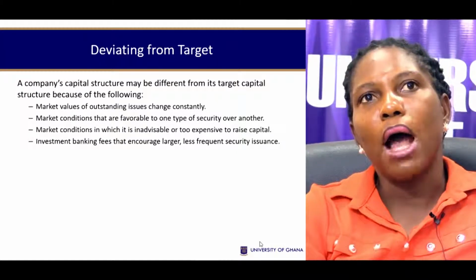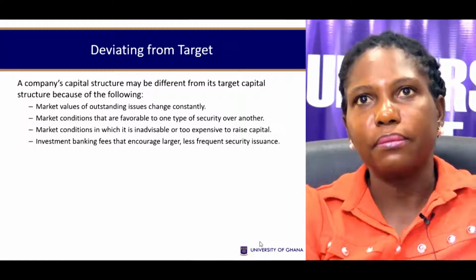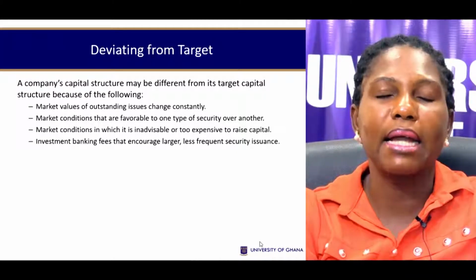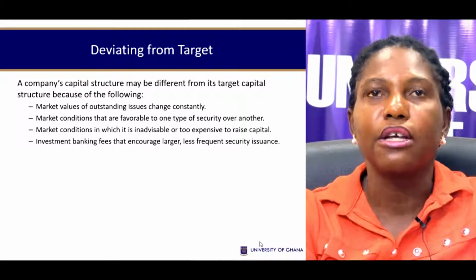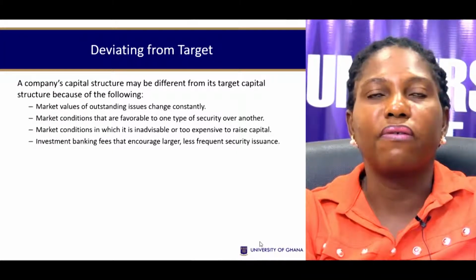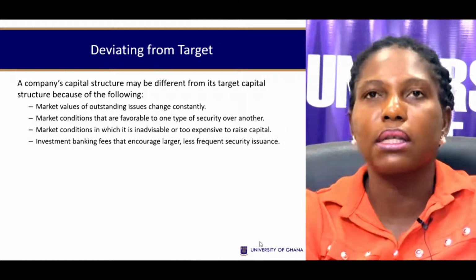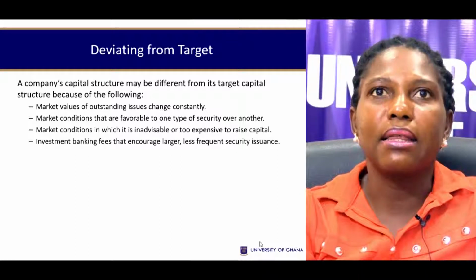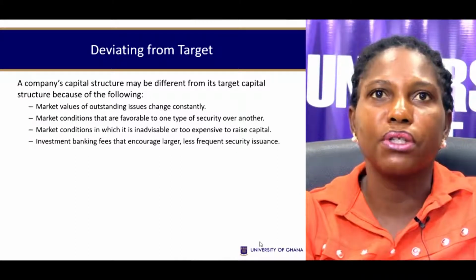Now, whilst a firm may have a target capital structure, more often than not, it can deviate from that capital structure due to a number of reasons. One may be that market values of outstanding issues change constantly, thus always readjusting the company's capital structure position.